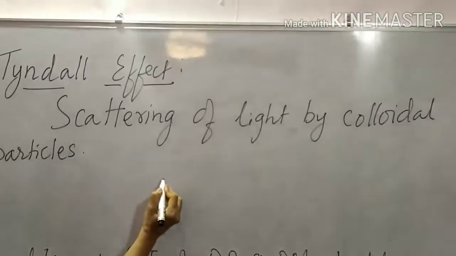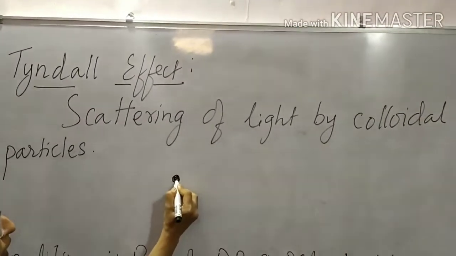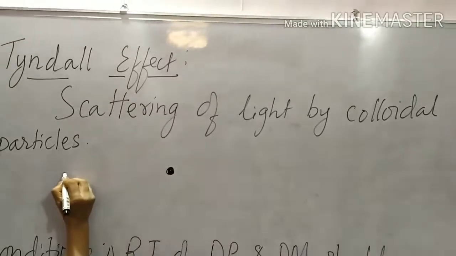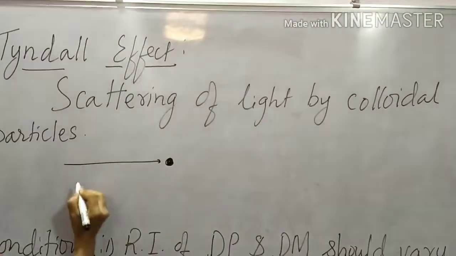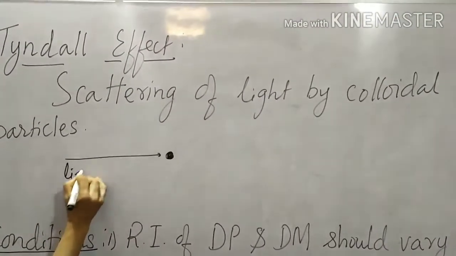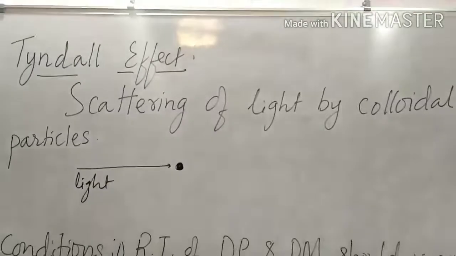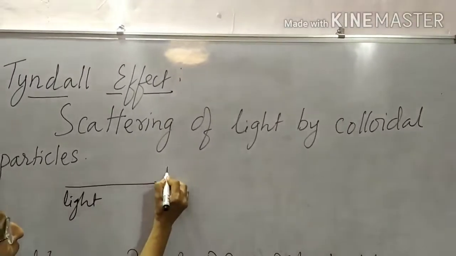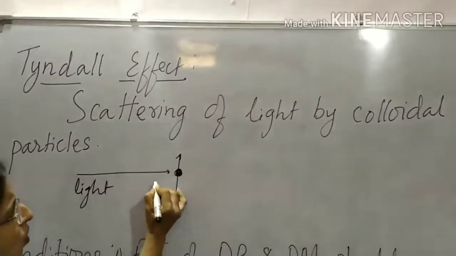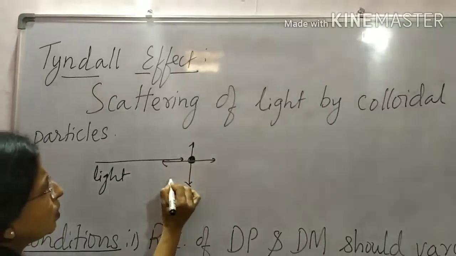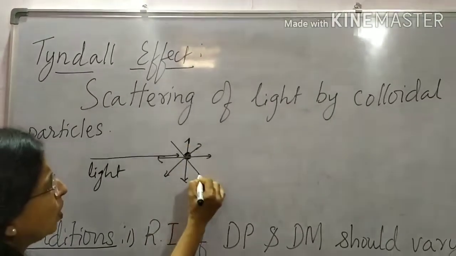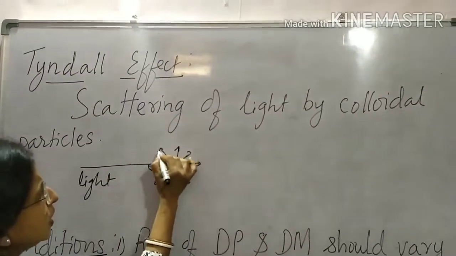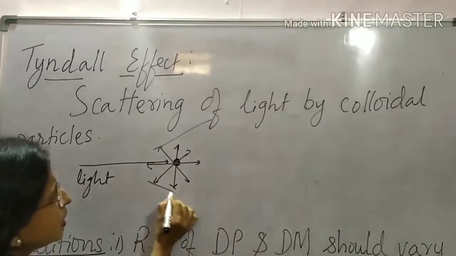Now consider this to be a colloidal particle. When light, let it be a ray of light, is falling on this, it does not pass, it gets scattered in all directions. It is going to get scattered in all directions. Then you will see that the light is increasing its path.